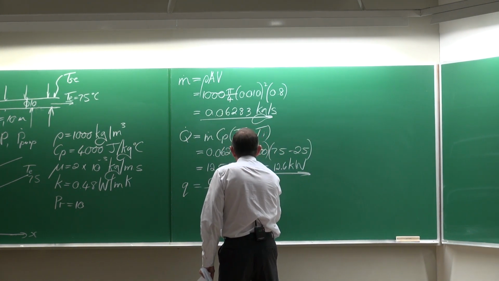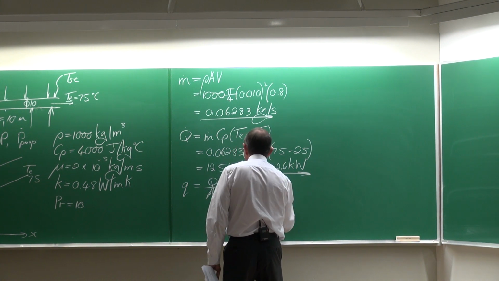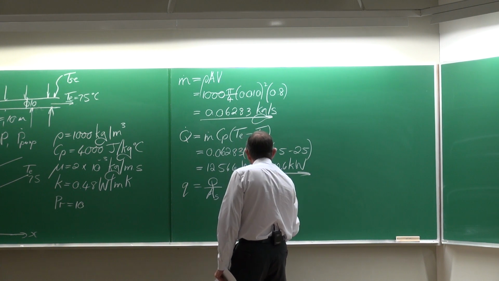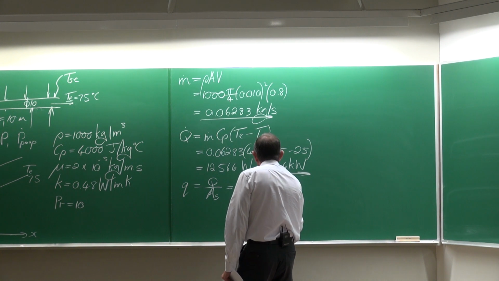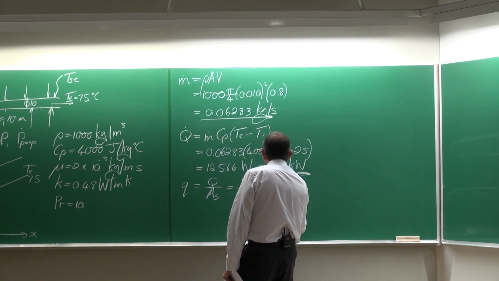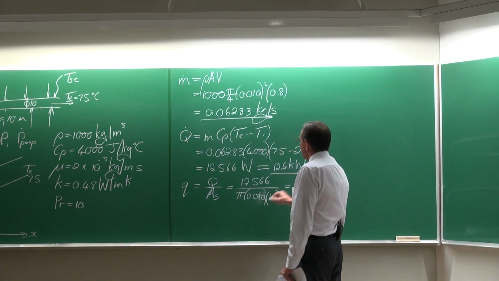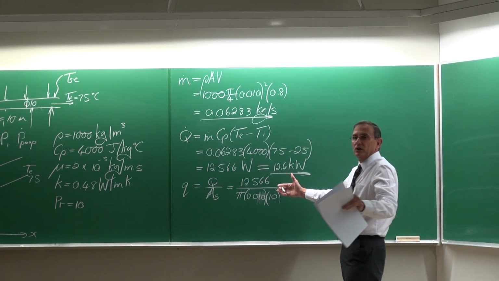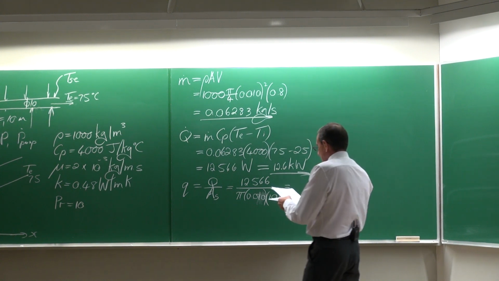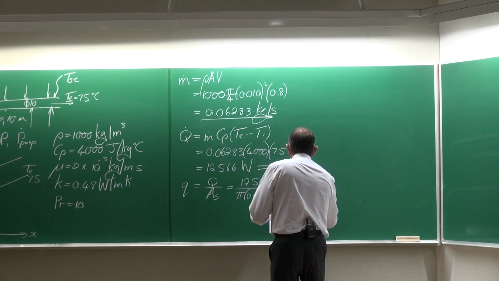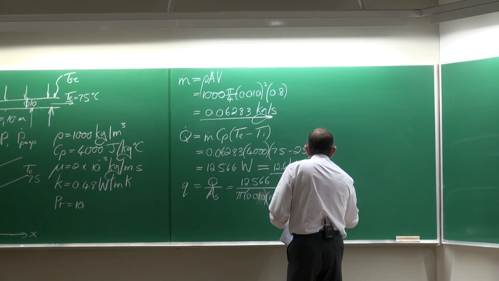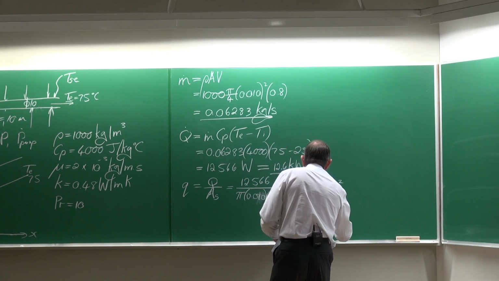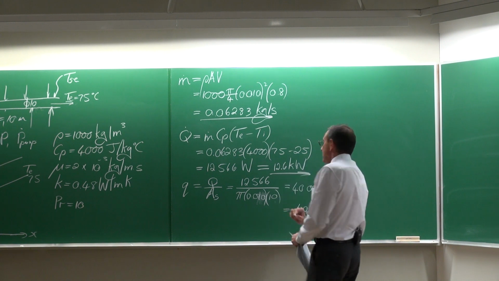The heat transfer rate is equal to 12,566 divided by the surface area, which would be pi multiplied by the diameter, which is 10 millimeters, multiplied by the length, which is 10. So the surface area is pi multiplied by the outside diameter, multiplied by the 10 meters in length, and the heat flux is therefore equal to 40,000 watts per square meter, which is equal to 40 kilowatts per square meter. This is an engineering answer.